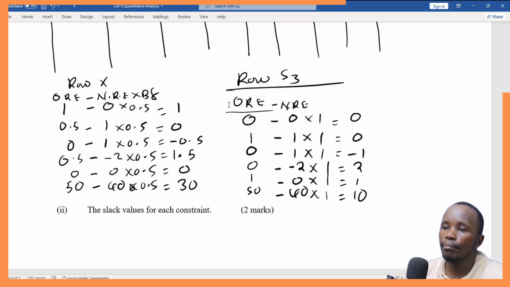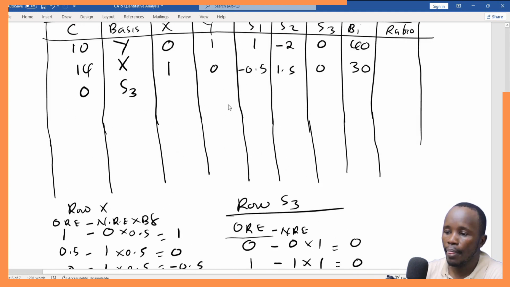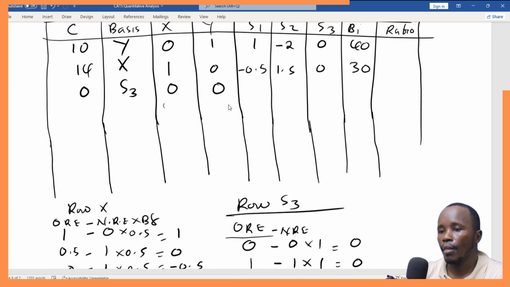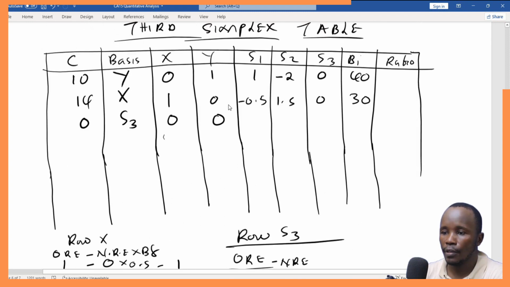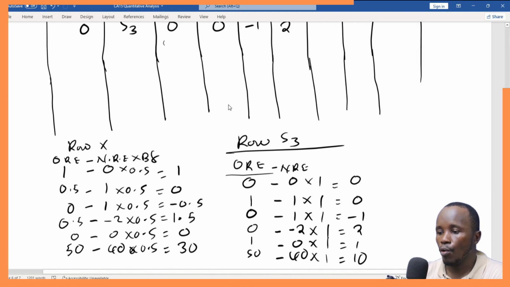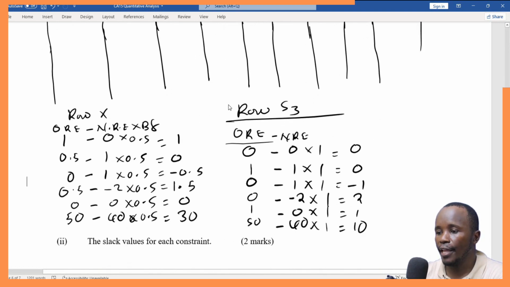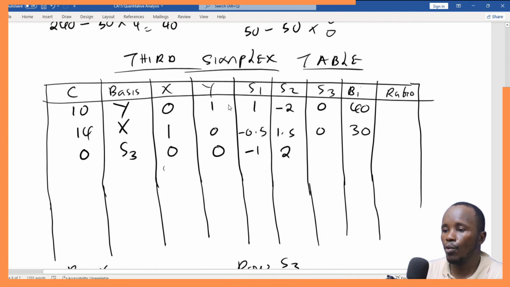I bring them to my equation here. This row becomes 0, 0. And then we have negative 1, 2. Negative 1, 2. And what else? Negative 1, 2. Then 1, 10. Then 1, 1, 10.